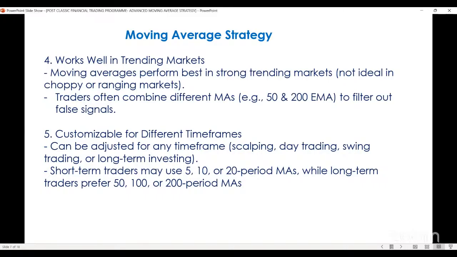Of course, you can use moving averages to make a lot of money. Now, I hope you are writing some things down. Also, you can customize moving averages for different time frames, because whether you want to do scalping, day trading, or swing trading, you can customize to whatever you want.